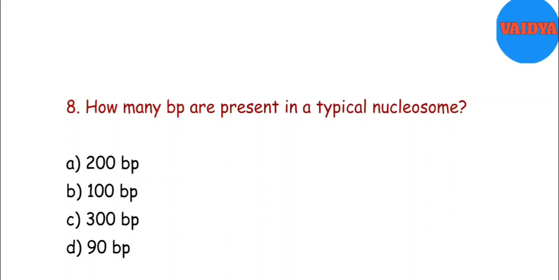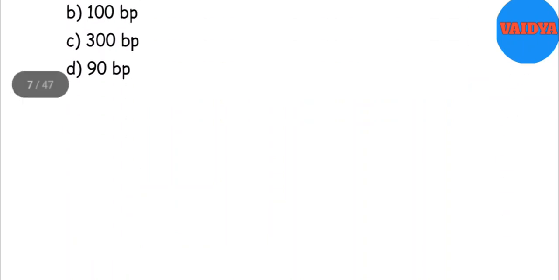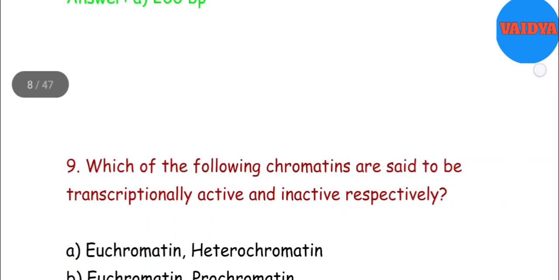8. How many BP are present in a typical nucleosome? A. 200 BP. B. 100 BP. C. 300 BP. D. 90 BP. Answer. A. 200 BP.